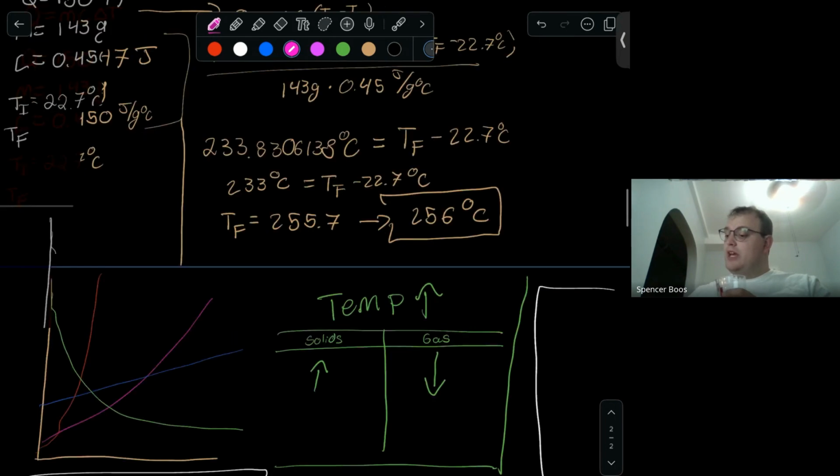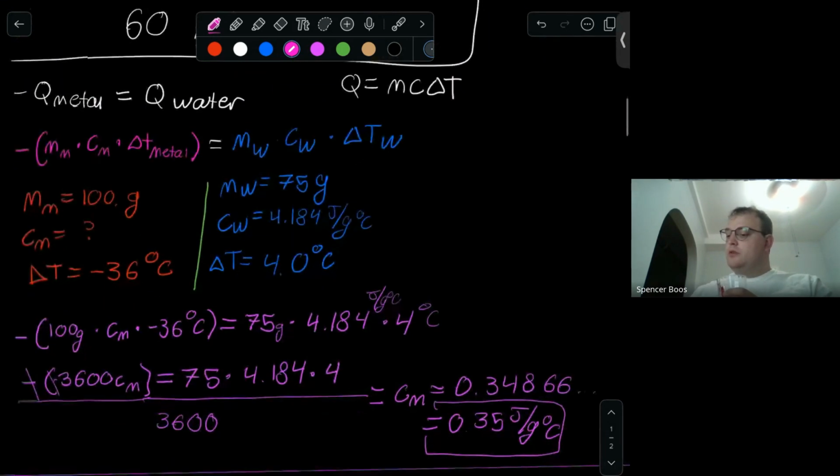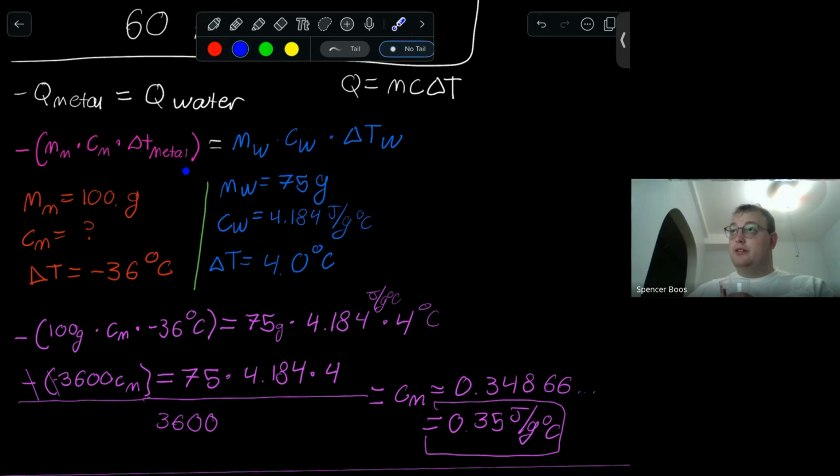Right, so if we go way up here, up to this one, right here, we've got the negative Q metal, and the positive Q water here. So whatever heat the metal lost is then gained by the water. That's really all it is.